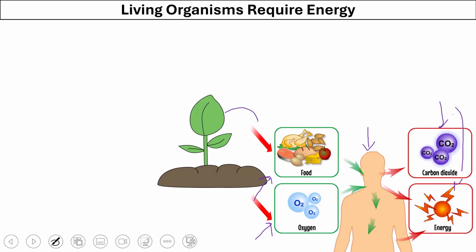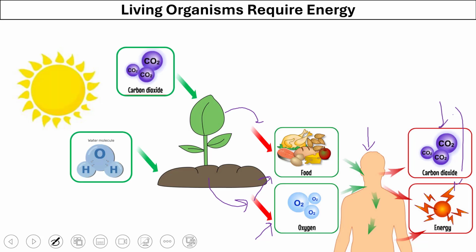Food comes from plants and oxygen is also produced by plants. But how do plants produce this food and oxygen? Plants use carbon dioxide and water and obtain energy from sunlight to produce glucose, and oxygen is produced as a byproduct.